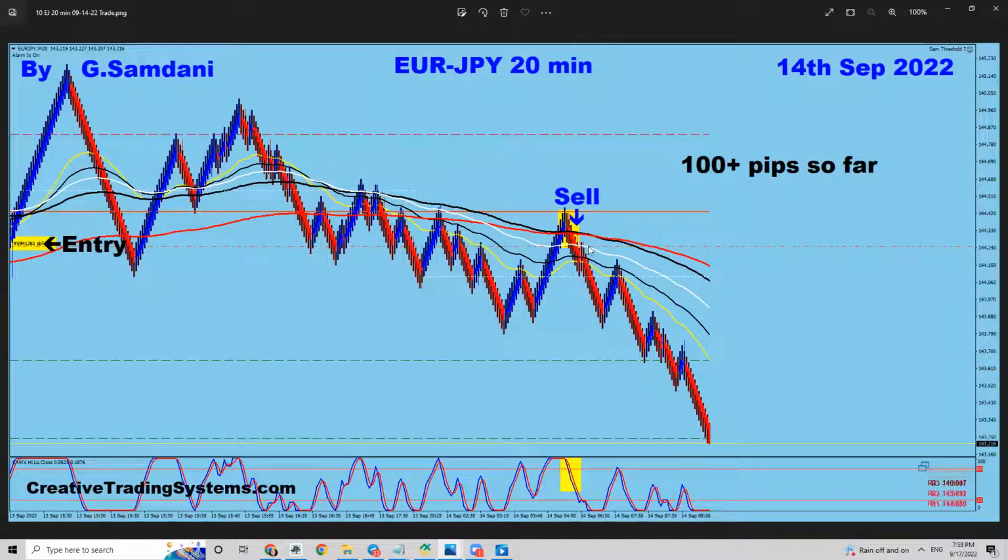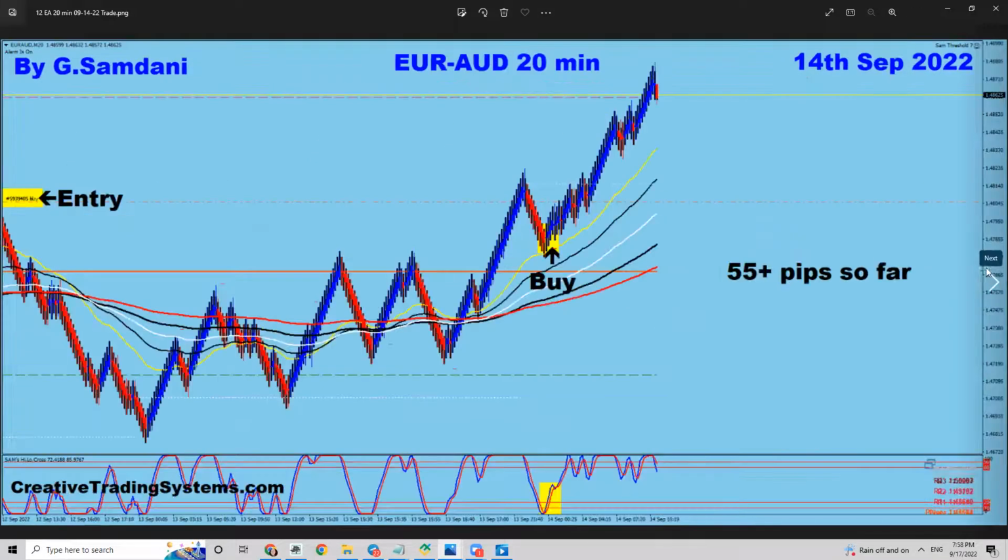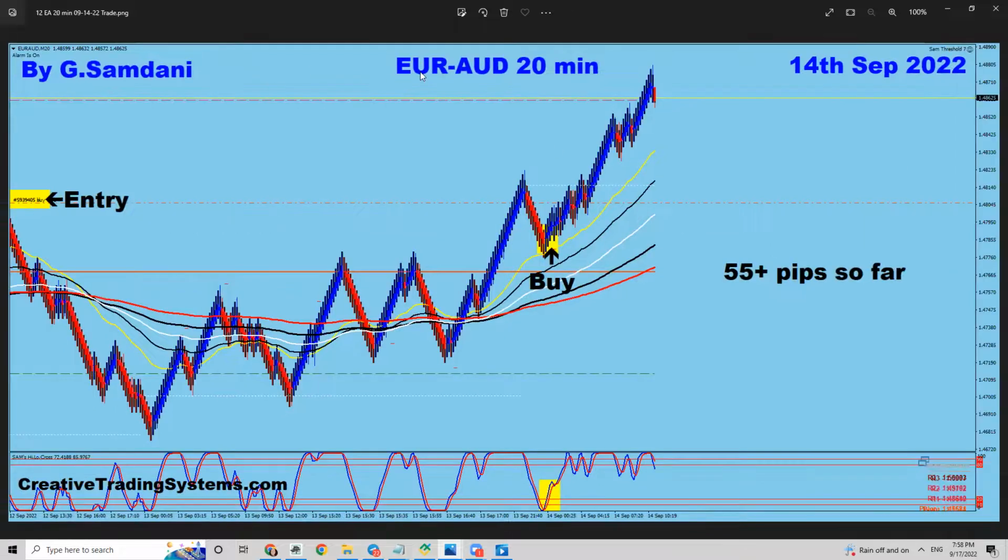See Euro yen, short 400 pip on the 14th. On the 14th, CAD yen, short for 70 pip. This is because the yen index was dropping and the yen was getting strong, actually. Now, Euro, Aussie kept getting weaker. They go basically the opposite.